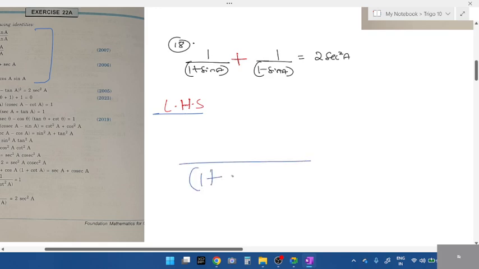No, LCM is what? If they're different, what did I tell? You have to just multiply it like this, right? And what happens to the value? It gets cross multiplied.